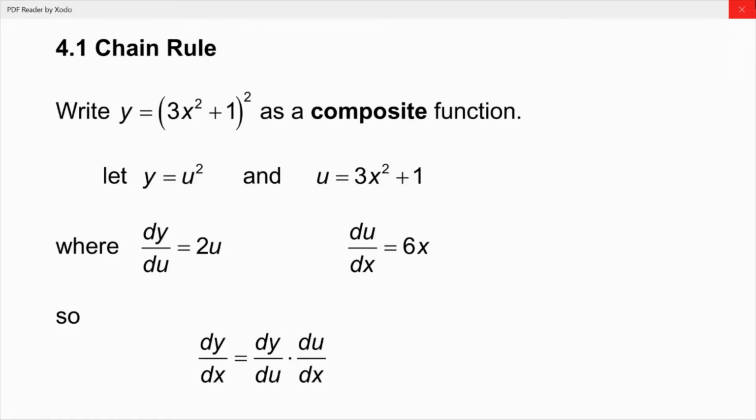Okay, this is AP Calculus AB, and in this lesson, I am going to talk about section 4.1 in your textbooks, which is the chain rule.